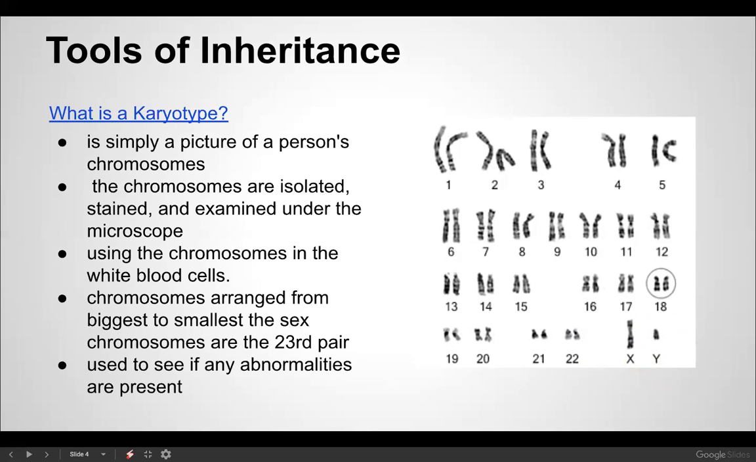So what is a karyotype? Click on the link in the actual presentation. It's simply a picture of a person's chromosomes. The chromosomes are isolated, stained, and examined under a microscope, using chromosomes in the white blood cells. Chromosomes are arranged from biggest to smallest, the last pair being the sex chromosomes, the 23rd pair, used to see if there are any abnormalities.